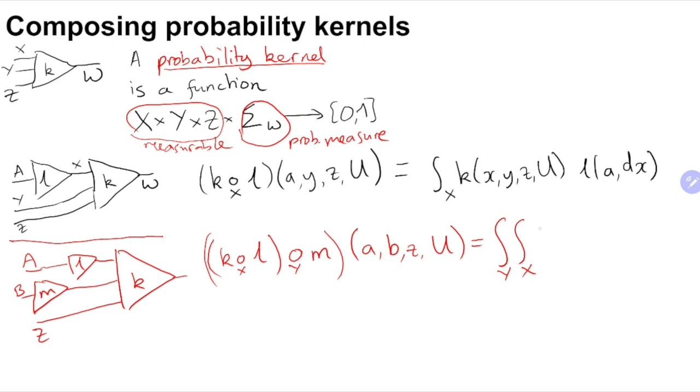And what do we integrate? Well, we need to know in the end K, Y, Z, U. We're first integrating with respect to the measure L with parameter A. That's what the first integral, the inside integral, is integrating over. But we also need to integrate with respect to M, and M takes the parameter B. So it's an iterated integral. One little tricky thing to show is that this makes sense. How do we know this makes sense? One thing to check is that this composite is still a probability kernel. In particular, it's still measurable in its parameters.